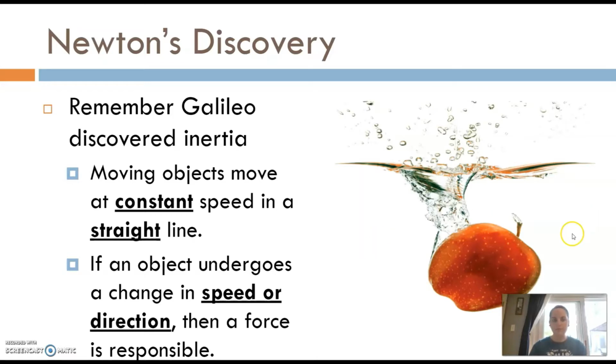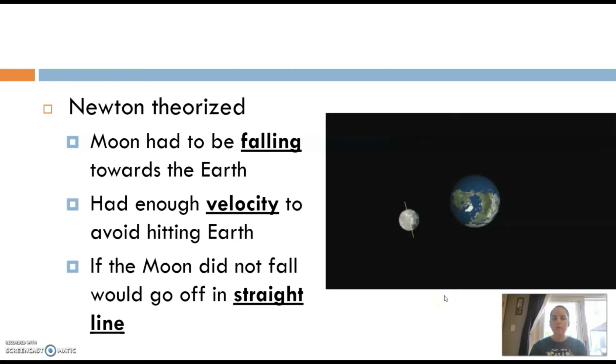If an object undergoes a change in speed or in direction, then a force is responsible for that change in speed or direction. And so Newton theorized that the moon had to be falling towards the Earth, and it had to have enough tangential velocity in order to avoid hitting the Earth, meaning that the moon needed its own type of velocity in order to not come crashing or barreling towards the Earth. And if it had more speed than what it actually had, then it would continue off into space.